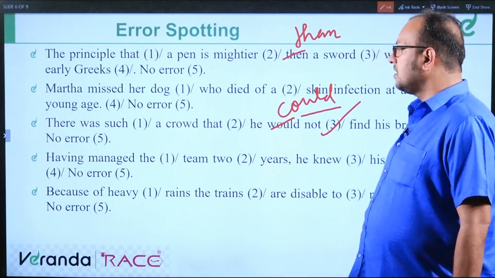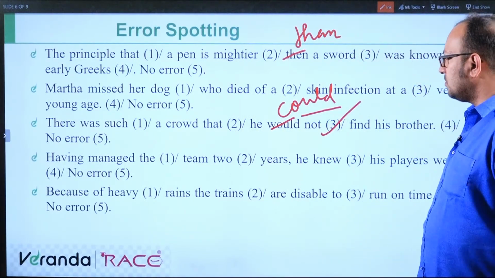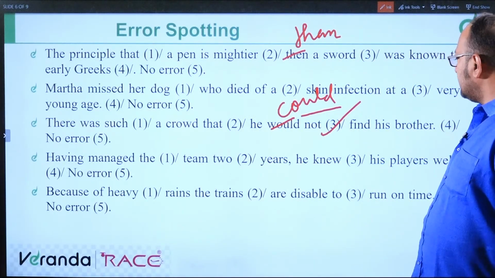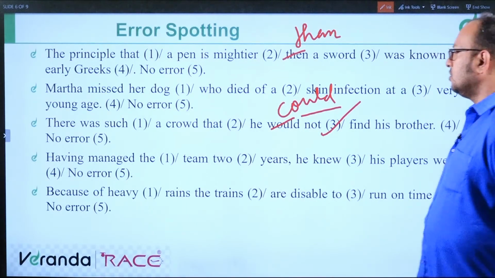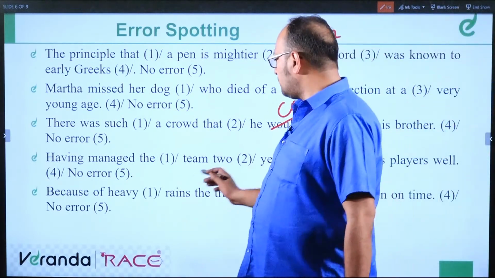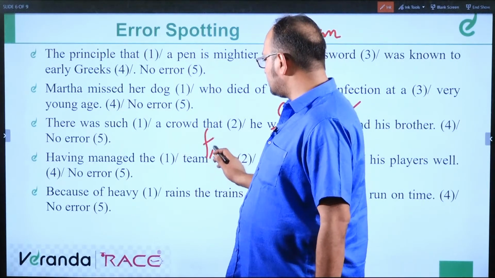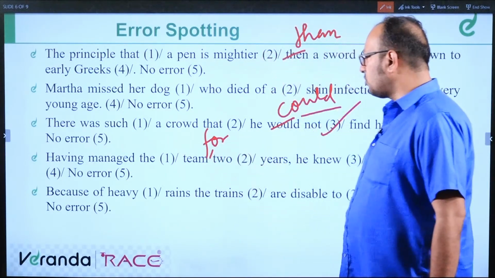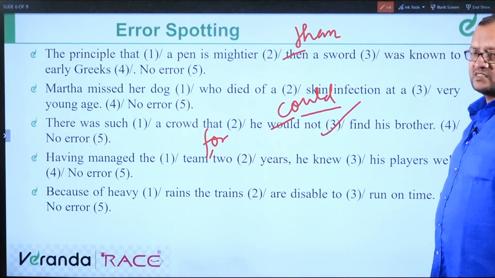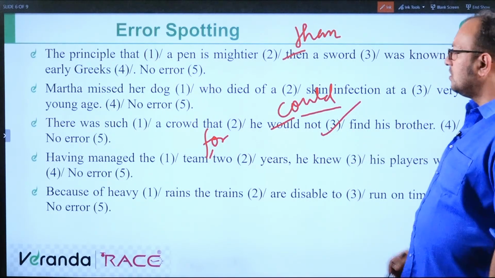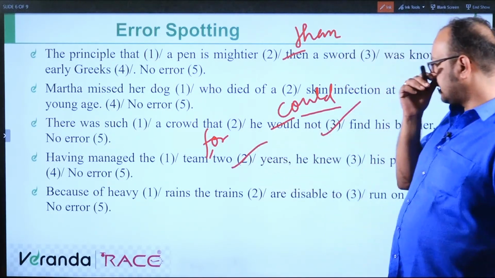Let's see. Having managed the team 2 years, he knew his players well. So the error is in part 2. It should be team for 2 years. Having managed the team for 2 years, he knew his team players well. So the error is in part 2, team for 2 years. That should be the correct answer.